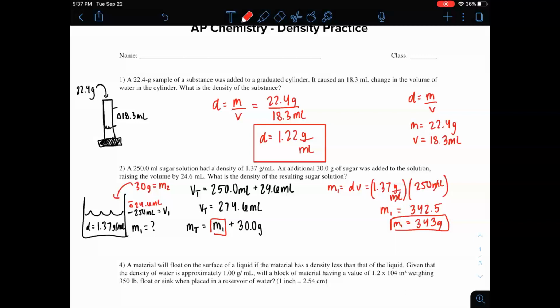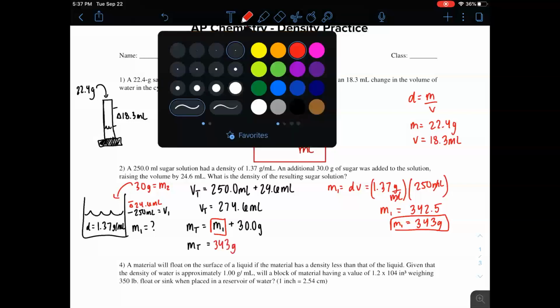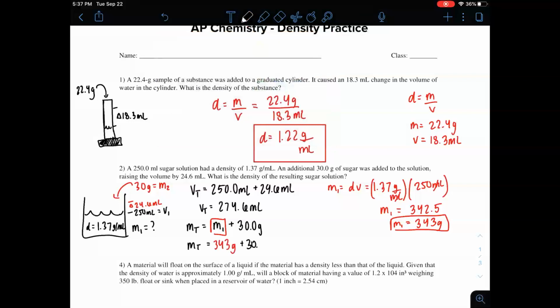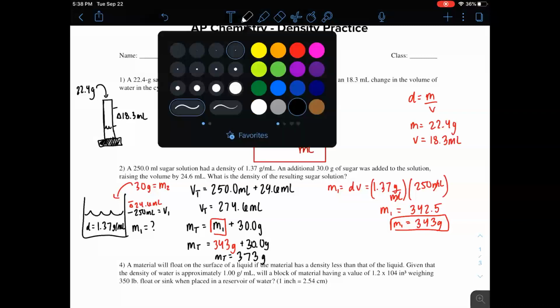So then I'm going to come back over here and plug that in. So my mass total now is the original 343 grams plus my change of 30.0 grams. So mass total is equal to 373 grams. Okay, so now I have my new mass, I have my new volume.